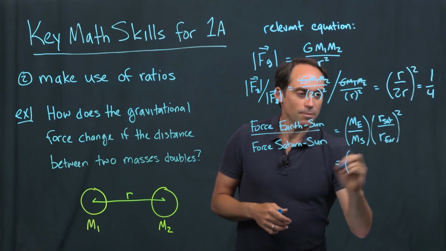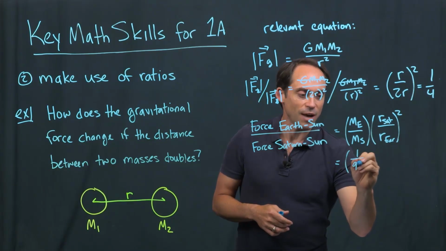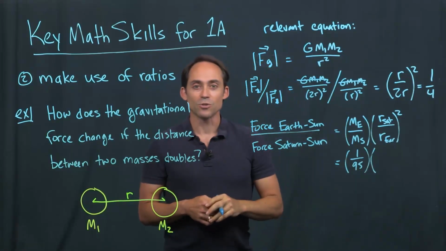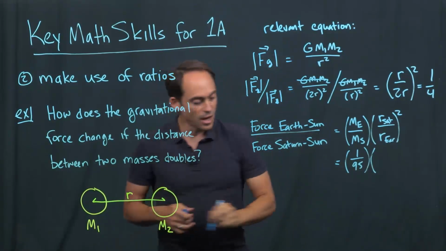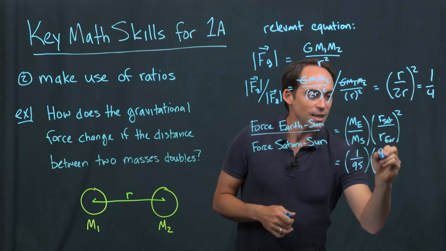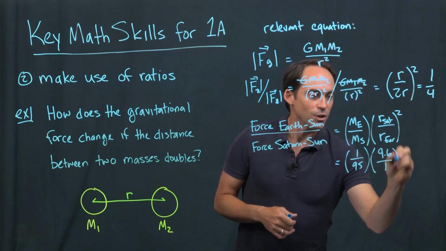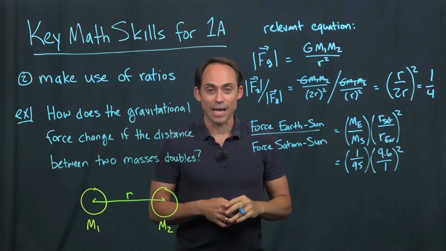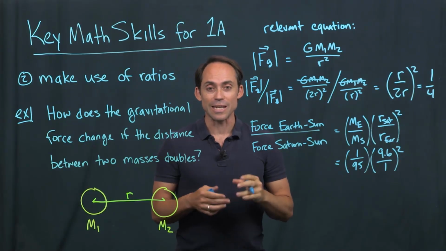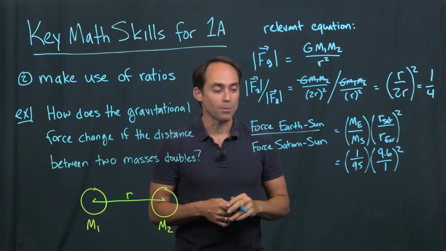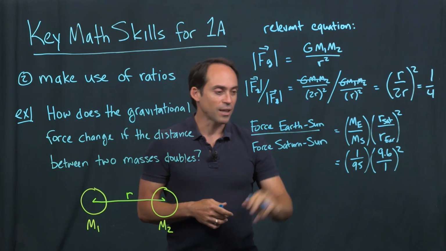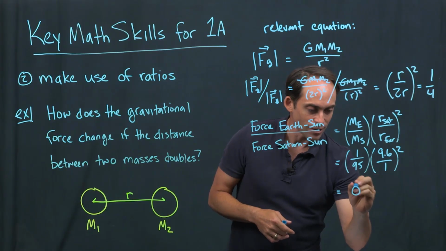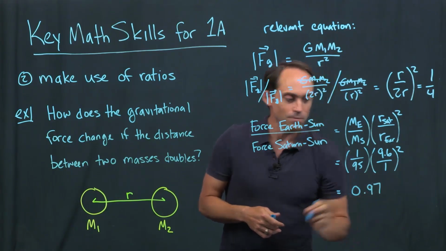So we know that the mass of Saturn is about 95 times the mass of Earth. And Saturn's orbital radius is about 9.6 times that of the Earth. The unit, by the way, is astronomical units, and that's the distance between the Sun and the Earth. So Saturn is at 9.6 astronomical units on average. When we calculate this ratio out, we find that it's very close to 1. In fact, it's about 0.97.